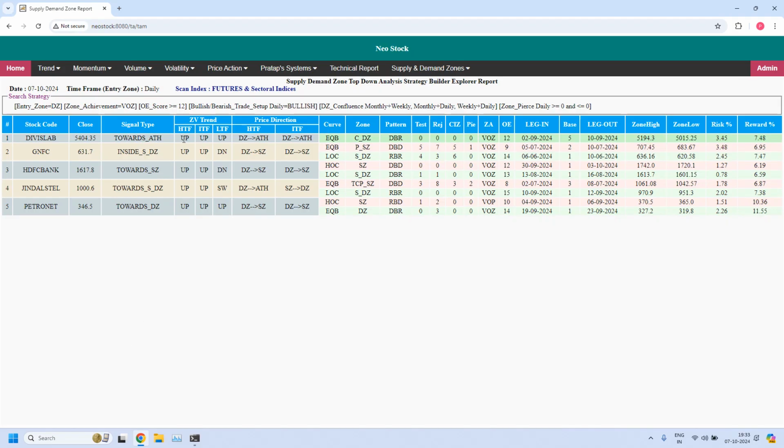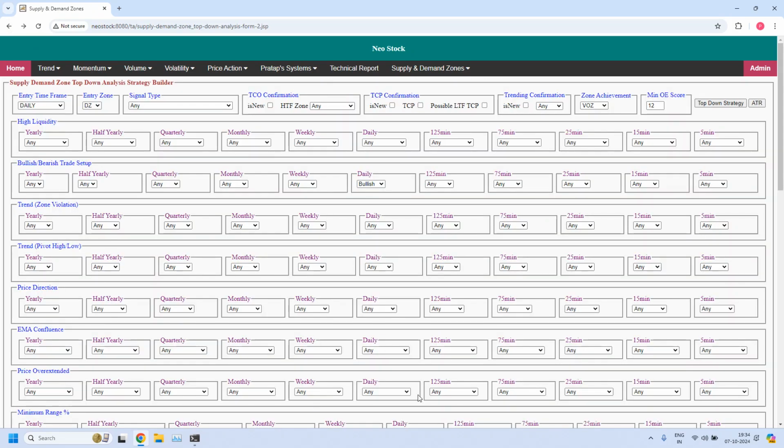In all the stocks, monthly trend is uptrend. Because monthly trend is uptrend, if any of these stocks have monthly EMA confluence, they are high probability setups, because the daily zone is part of monthly, and weekly zone is also part of monthly. Both daily and weekly together are part of the monthly. That's why, with monthly EMA confluence, it is a high probability setup. So I'm going back, and in the EMA confluence, monthly time frame, I'm selecting monthly demand zone with monthly EMA confluence.